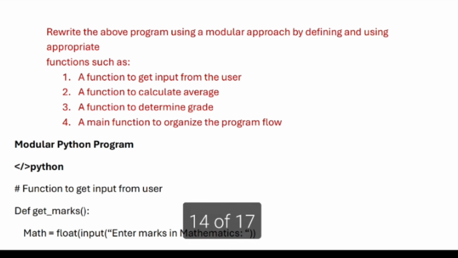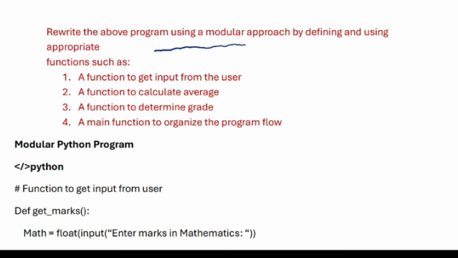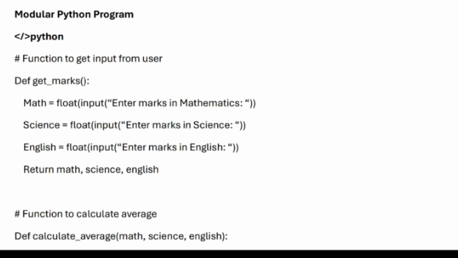Also, a condition is given: rewrite the above program using a modular approach, defining appropriate functions. A function to get input from users, a function to calculate the average, a function to determine the grade, and the main function to organize the program with the program flow. The program will have the function get input from the user. So you will have to write a program for maths, science and English: input, enter the marks, and return the marks.